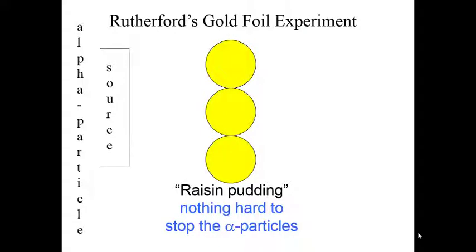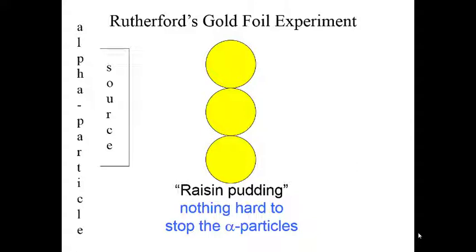In his gold foil experiment, Rutherford took a source of alpha particles, shown at the left, and shot the particles at a thin foil of gold atoms, shown as the gold spheres. The prevailing model of the atom was the raisin pudding model of Thomson. In that type of atom, there would be nothing hard or dense to stop the particles.